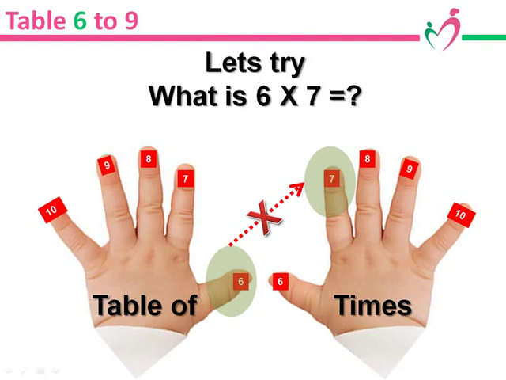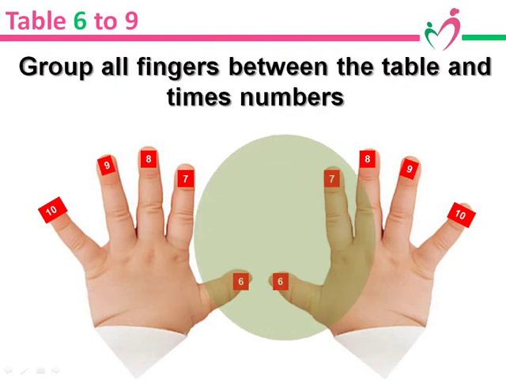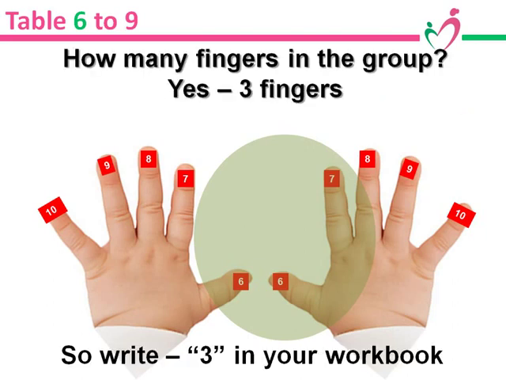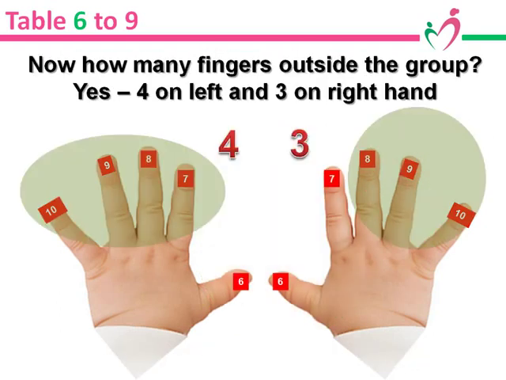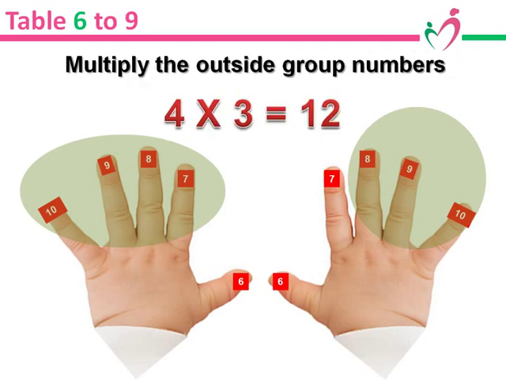Right? So what's the first step? Let's find out how many fingers are in the group. So this is the table's hand on the left, from 6 to the times table in the right hand, 7. How many fingers do we have inside the group? We have 3 fingers. So let's write 3 in our workbook. How many fingers are outside the group? We have 4 fingers on the left hand and 3 fingers on the right. What do we do? We multiply them and get 12.